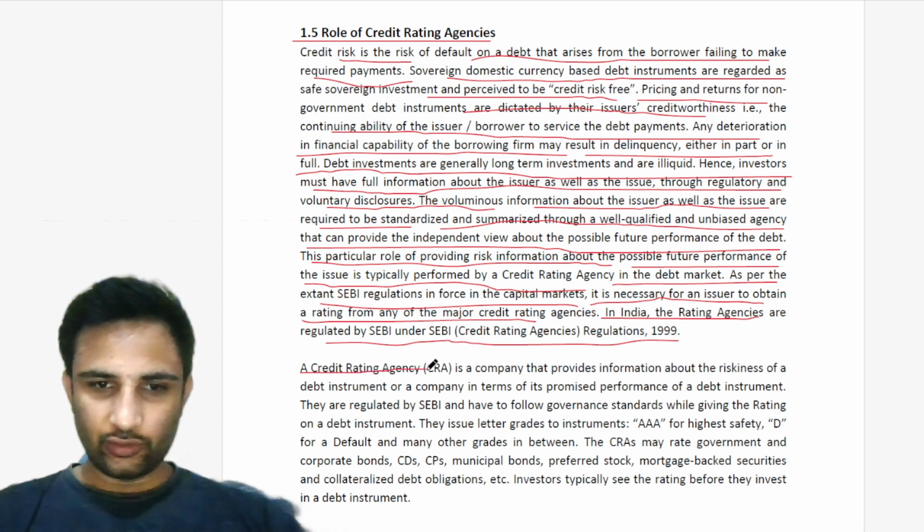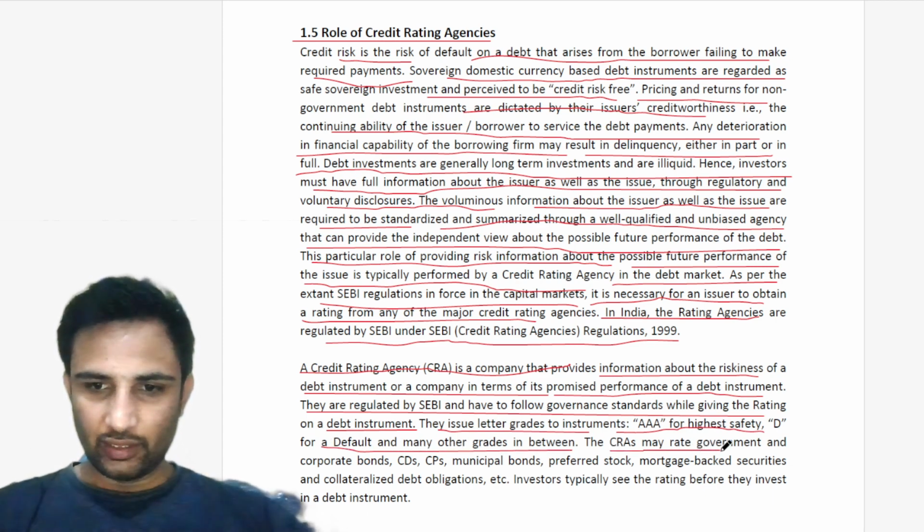A credit rating agency or CRA is a company that provides information about the riskiness of a debt instrument or a company in terms of its promised performance of a debt instrument. They are regulated by SEBI and have to follow governance standards while giving the rating on a debt instrument. They issue letter grades to instruments, AAA for highest safety, B for a default, and many other grades in between.